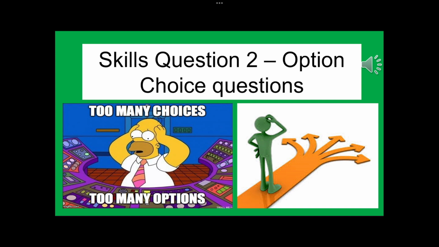So now that we've looked at our first skill question, which is the support and oppose question, we're going to move on and have a look at the option choice questions. Now this again is worth 10 marks and you will be dealing with 3 different sources, alright? It's really similar skills that you're having to use here, but we will go through the details on how to answer and tackle these effectively and properly in the next few slides.